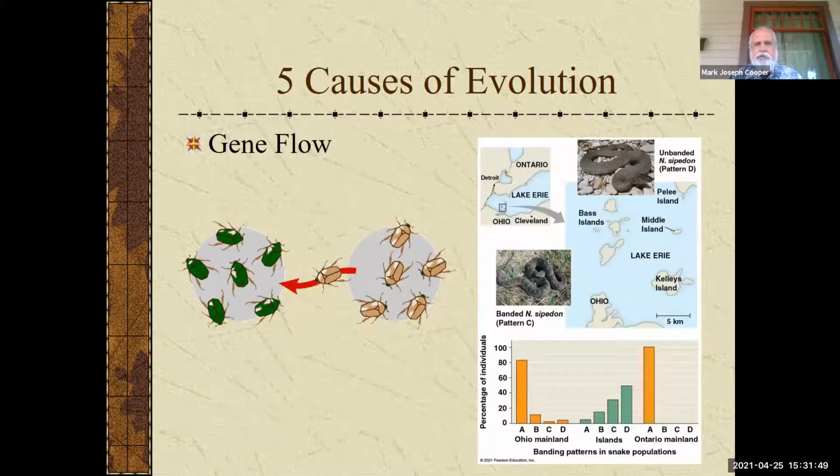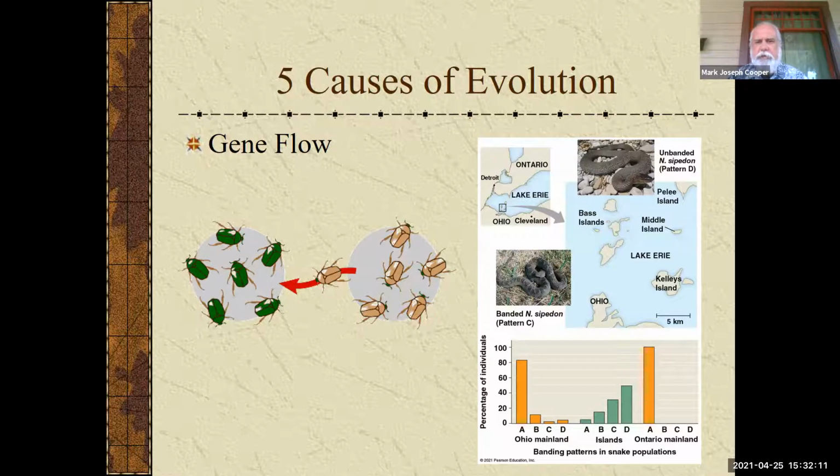Okay, the next is gene flow, and that is them being transported from one place to another. So here we have all of these green beetles. Well, now all of a sudden a brown beetle ends up over there and starts to breed. So we're introducing new genes and maybe even a new phenotype to that population.